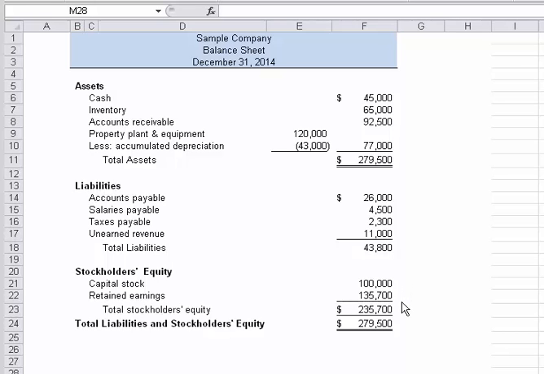And as you know, stockholders' equity is the residual interest in the net assets of the company. Net assets means assets less liabilities. Okay, and then finally, we're going to look at the statement of cash flow. Well, let's look at that cash, $45,000. We're going to need that number.